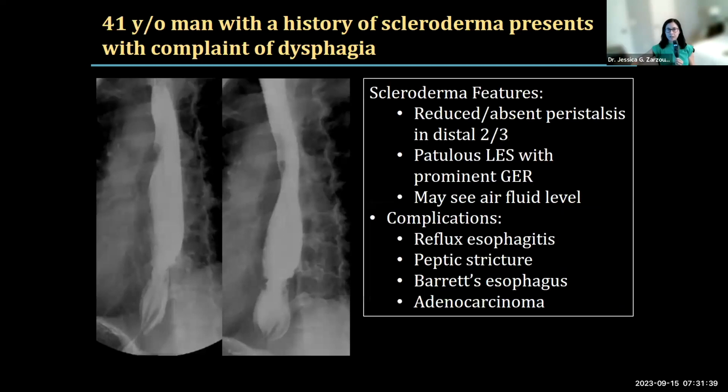So scleroderma is characterized by absence of primary peristalsis within the thoracic esophagus, as well as a patulous lower esophageal sphincter. So there's no primary peristalsis, and the lower esophageal sphincter is just wide open. It isn't contracting the way it should. And so these patients have this continuous gastroesophageal reflux and can be set up for complications such as reflux esophagitis, peptic strictures, Barrett's esophagus, and adenocarcinoma.